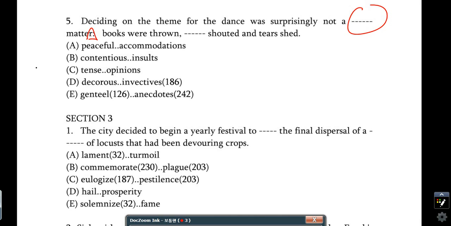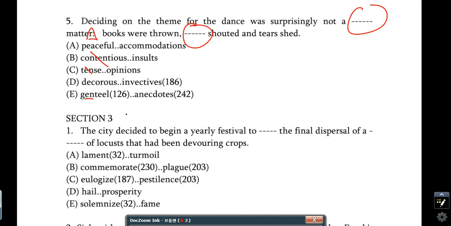Colon. Now this is tricky because it looks like there's a contrast, but there's not a contrast. Books were thrown, blanks shouted, and tears shed. So it was not, if books were thrown and things were shouted and tears shed, then it's not going to be a peaceful matter. So we have peaceful, it was contentious, it was tense, it wasn't decorous, and it wasn't genteel, which means decorous or peaceful or polite.